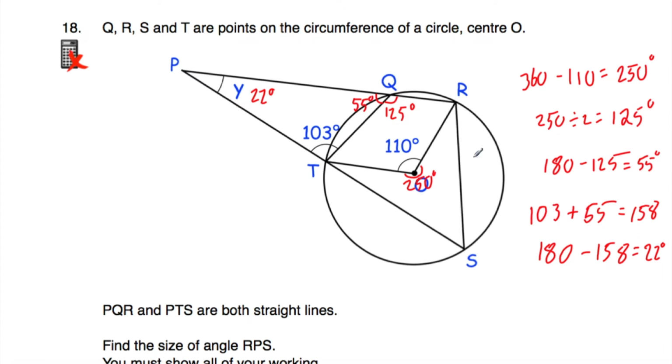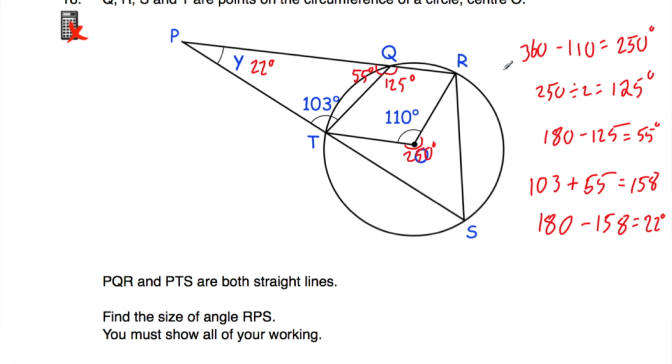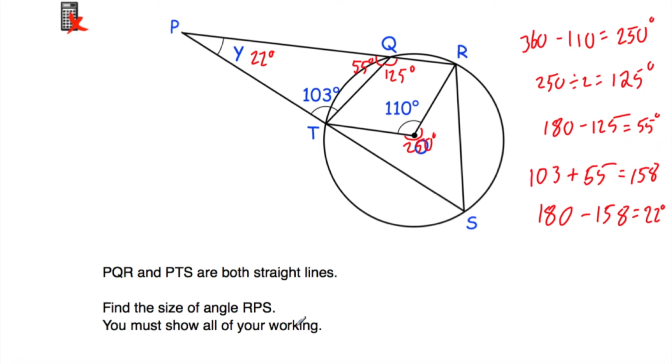So we've done it. The question says to show our workings. We've shown our workings and that's it. So the size of angle RPS is 22 degrees. Now in this question, if it didn't say show your work and it says give your reasons, then you would write down full reasons.